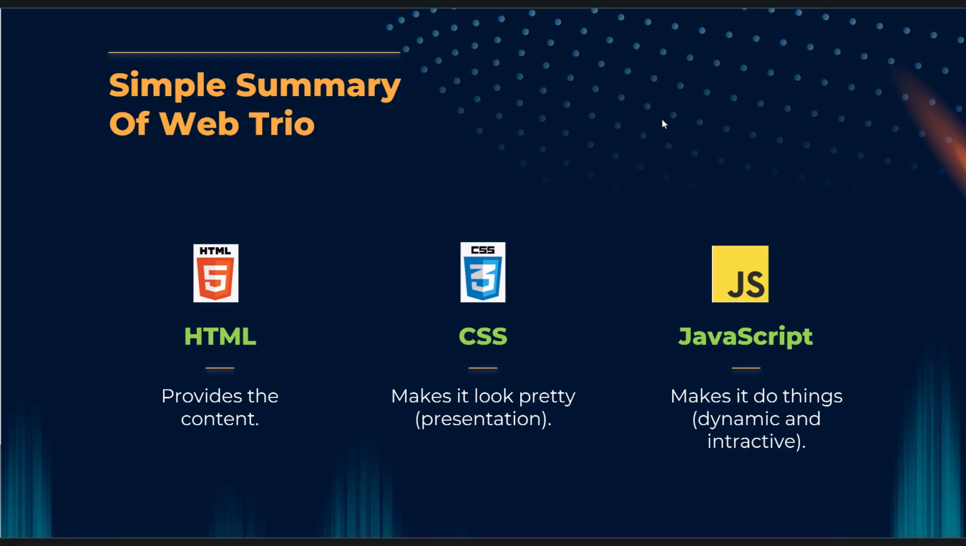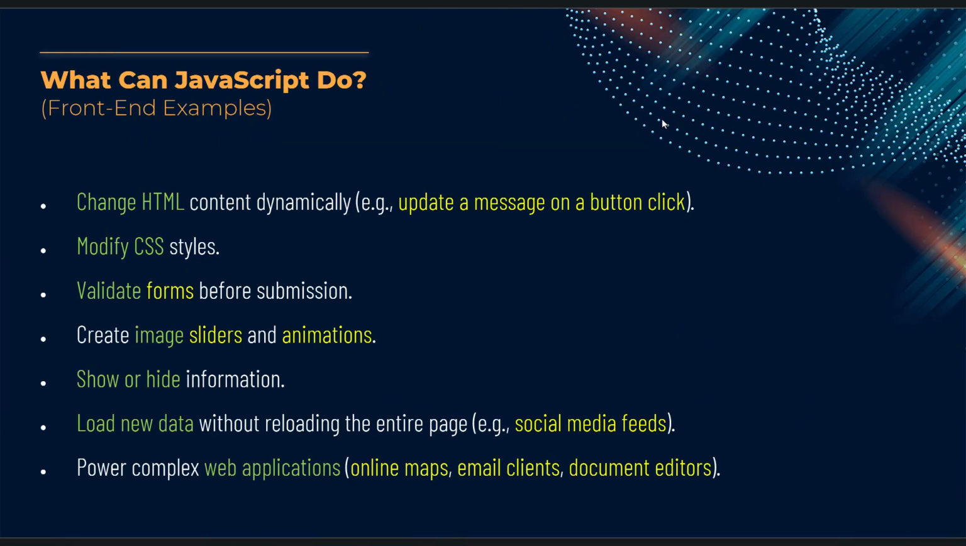Let's imagine a very simple scenario. Suppose we have a welcome message on a web page and a button. When you click the button, we want the welcome message to change. The HTML would define the heading for the message and the button. The CSS might style the heading to be a certain color and the button to look inviting. And JavaScript is what would actually listen for the button click and then change the text of the heading.